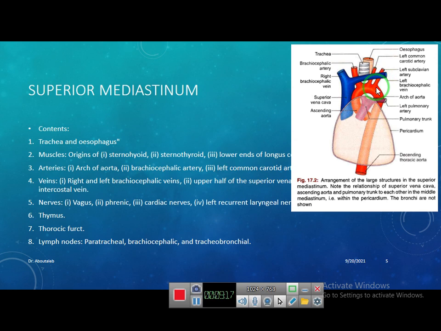Are there any veins in the superior mediastinum? Yes, there are. Right and left brachiocephalic veins. We have a left brachiocephalic vein and right brachiocephalic vein in the superior mediastinum, and the left superior intercostal vein. How about nerves? We have the vagus, phrenic, cardiac nerves of both sides, and left recurrent laryngeal nerve.